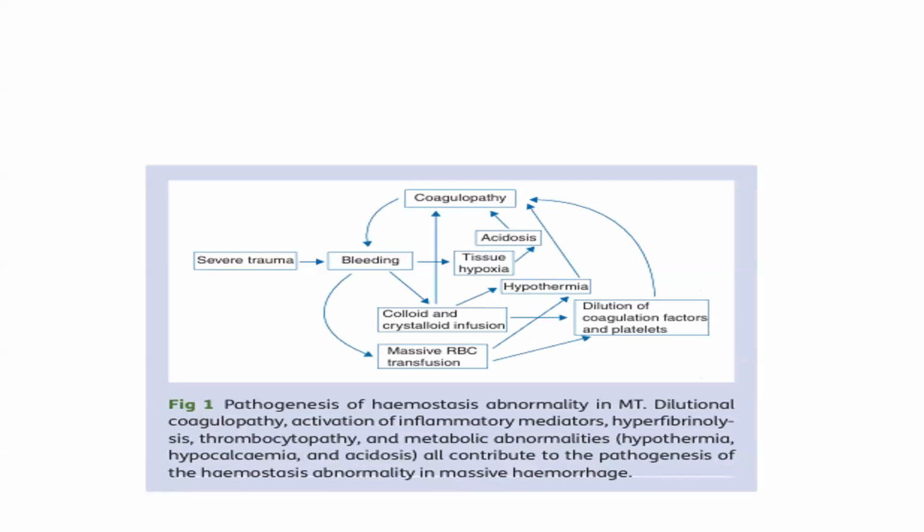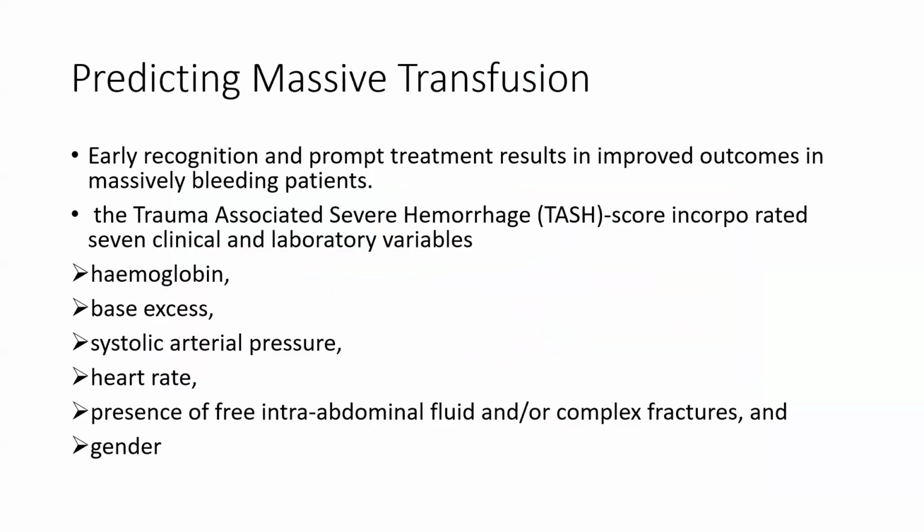So, the pathogenesis of hemostatic abnormality in massive transfusion consists of dilutional coagulopathy, activation of inflammatory mediators, hyperfibrinolysis, thrombocytopathy, and metabolic abnormalities like hypothermia, hypocalcemia, and acidosis, which all contribute to the pathogenesis of hemostatic abnormality in massive hemorrhage.